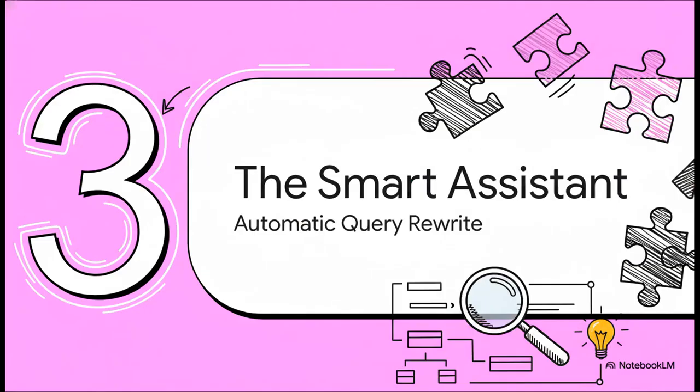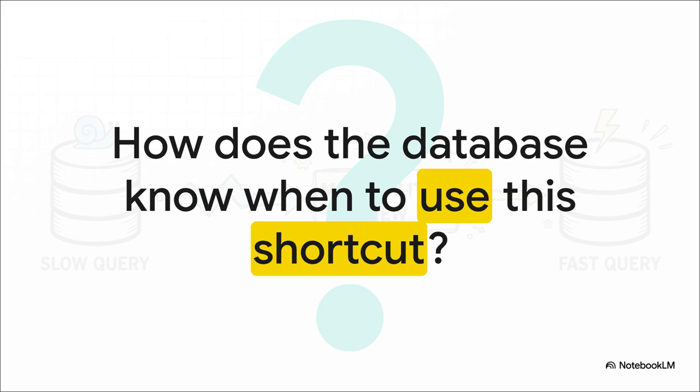Okay, so we've got our shortcut, our pre-chopped veggies, we even know how to keep them fresh. But there's still a piece of the puzzle missing. How does the database even know that our shortcut is there? And more importantly, how does it know when it should use it? Think about it. You go and write your query just like you always do, against your big, slow, original tables. You don't even mention the materialized view.